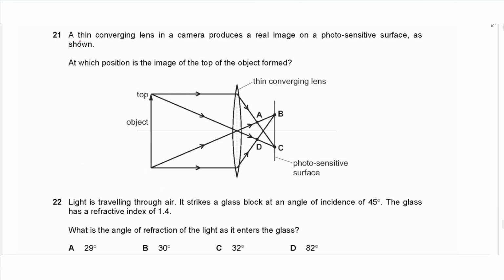Question 21 says a thin converging lens in a camera produces a real image on a photosensitive surface as shown. At which position is the image of the top of the object formed? So this is the top of the object. From this point we have these rays, this one and this one. This one continues to reach point C and the upper ray also reaches point C. So the image will be at point C.